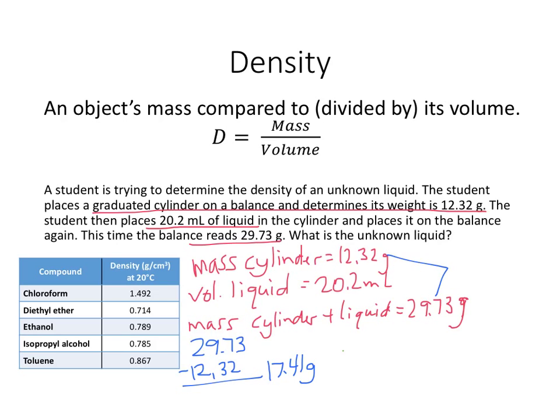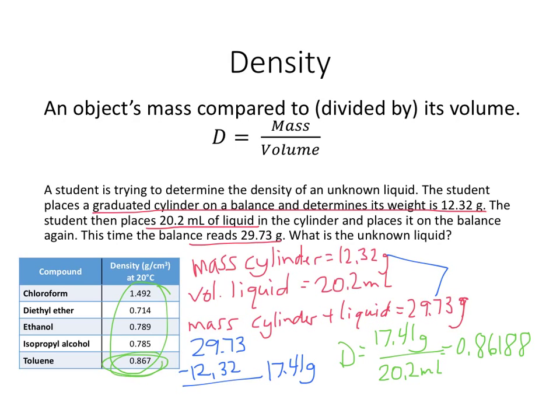Then the density is equal to 17.41 grams divided by 20.2 milliliters, which gives me 0.86188, which is close to 0.862. Notice that on my list I don't have anything that's 0.862, but I do have one that's really close to that. So my guess is that this is going to be toluene.